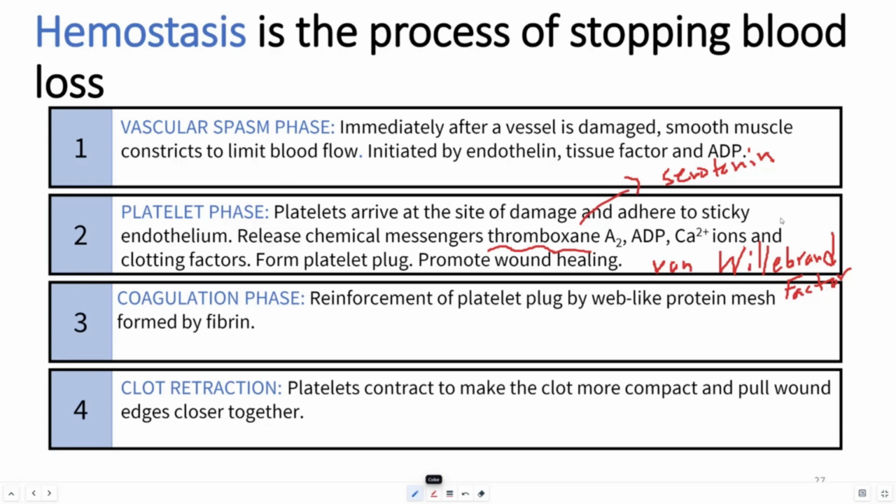release of these chemicals. If the platelet numbers are very low in the case of a thrombocytopenia, then the platelet plug formation and coagulation may be severely affected. The formation of the platelet plug is an example of positive feedback and will continue until the plug is completely formed. Then eventually we lead to the third phase called the coagulation phase.